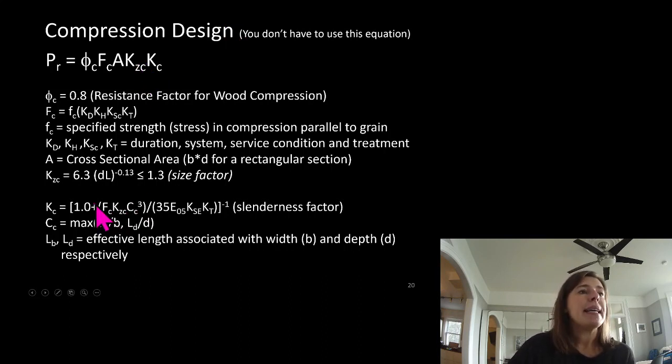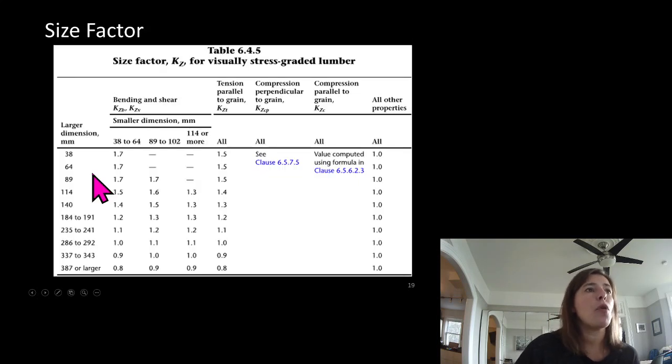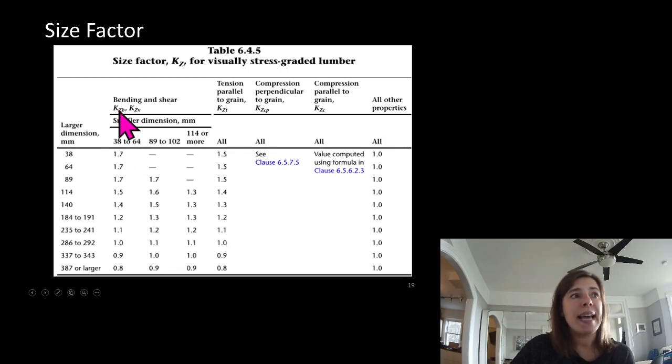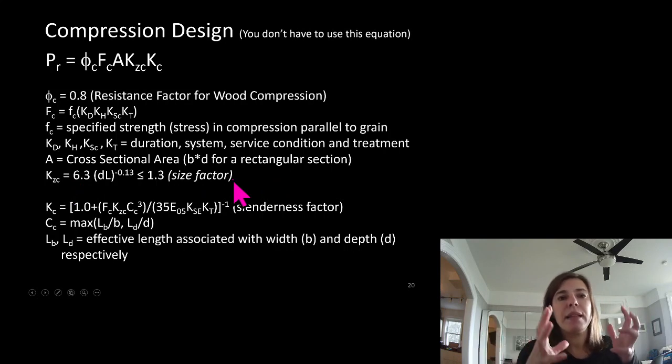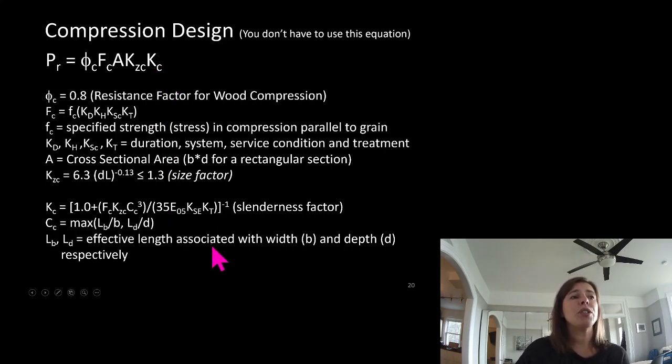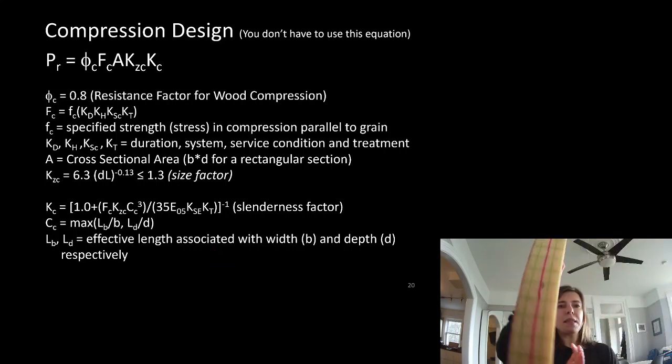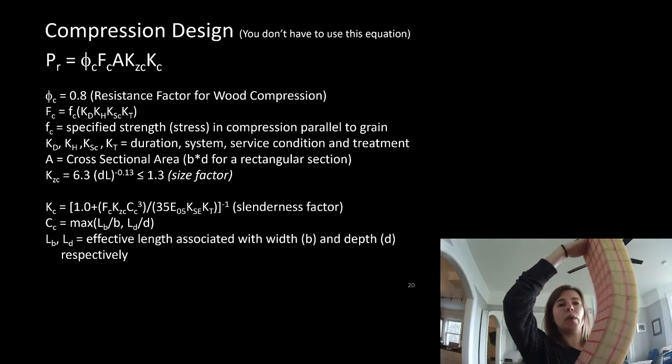KZC, that is our size factor. So remember, for our beams, we pulled off KZ, so KZB or KZV for bending or shear. We actually pulled it from this table. And compression perpendicular to grain, it said there's a clause we look at. Well, that's this. That's just this equation right here, where it's 6.3 times the depth times the length to an exponent, but there's an upper bound on it of 1.3. Again, you're not going to have to calculate that, but the bigger it is, the more likely there's a flaw hiding inside it. And then KC is essentially our buckling factor, or what's the likelihood of it trying to pop out sideways when we put compression on it.